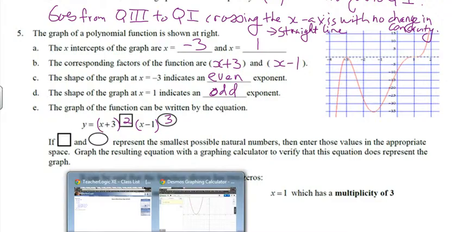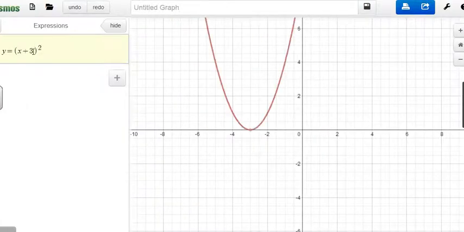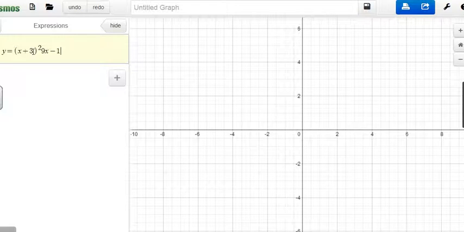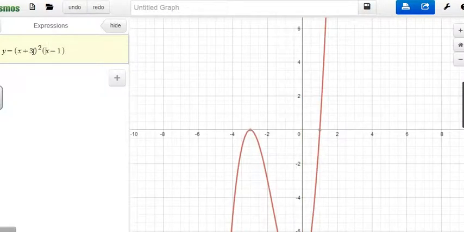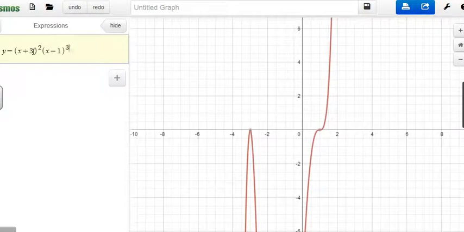So what are we doing? (x plus 3) squared and (x minus 1). So let's just change that to a 3. (x plus 3) squared. And what was the other one? (x minus 1). Was that one cubed? Oh, I put 9. (x minus 1) was cubed. So when I put in the 3, as if by magic, a graph looking a lot like the one we have in front of us will appear. Does it?